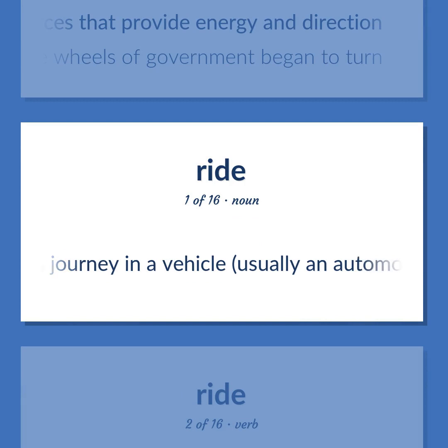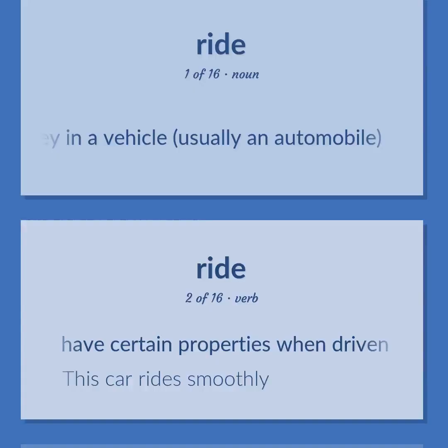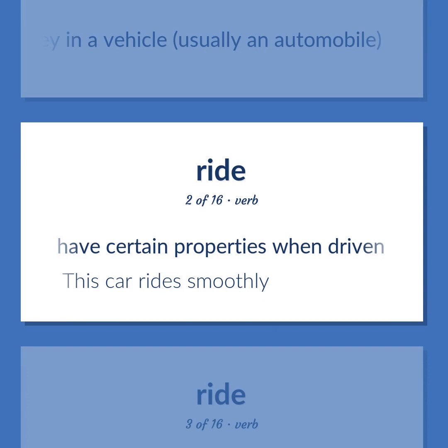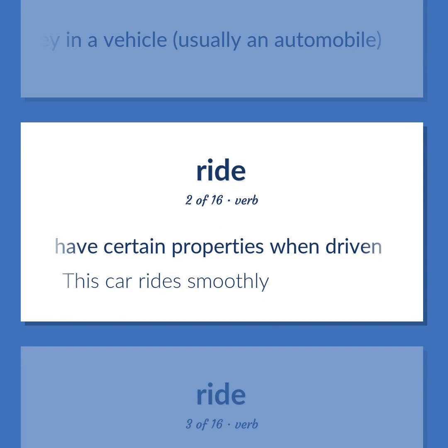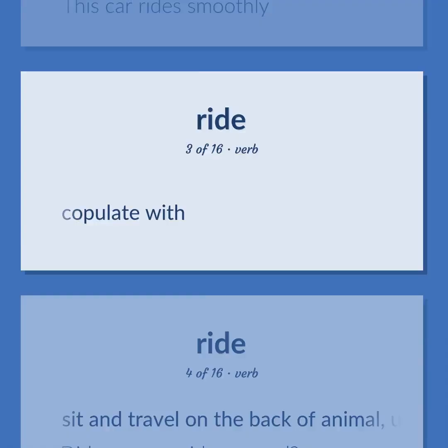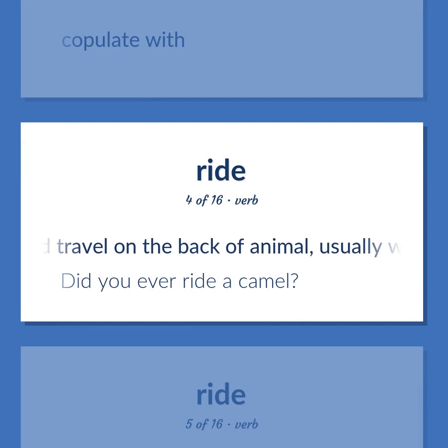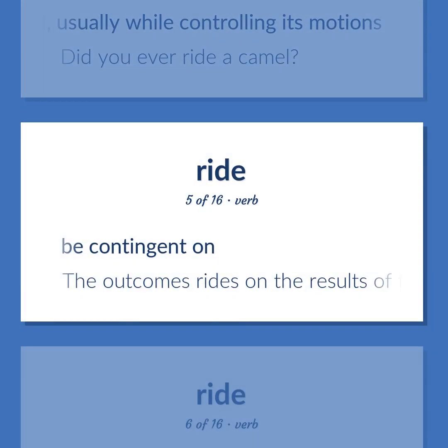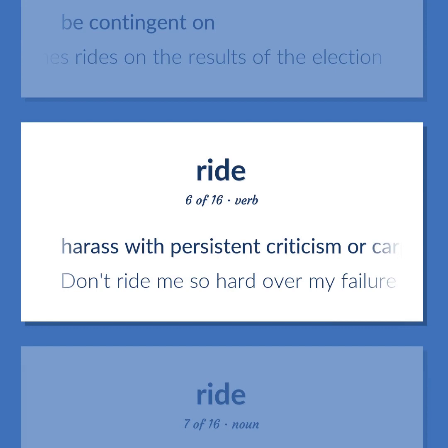A journey in a vehicle, usually an automobile. Have certain properties when driven. This car rides smoothly. Copulate with. Sit and travel on the back of an animal, usually while controlling its motions. Did you ever ride a camel? Be contingent on. The outcome rides on the results of the election. Harass with persistent criticism or carping. Don't ride me so hard over my failure.